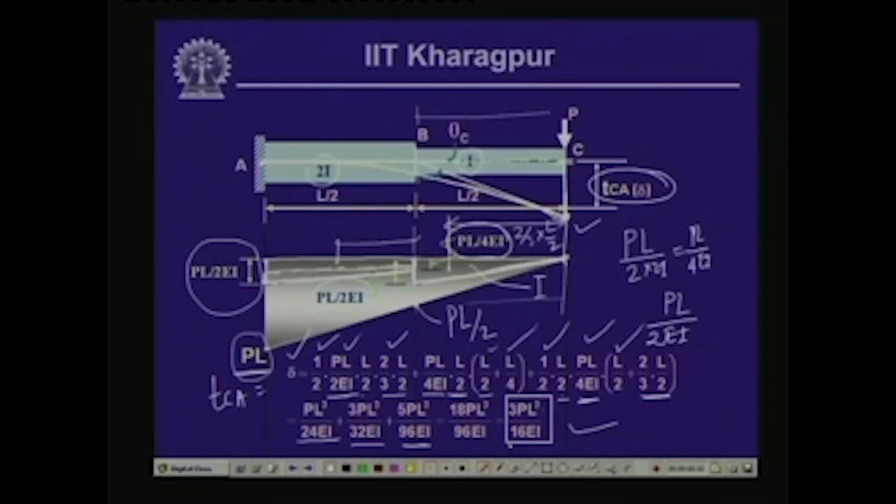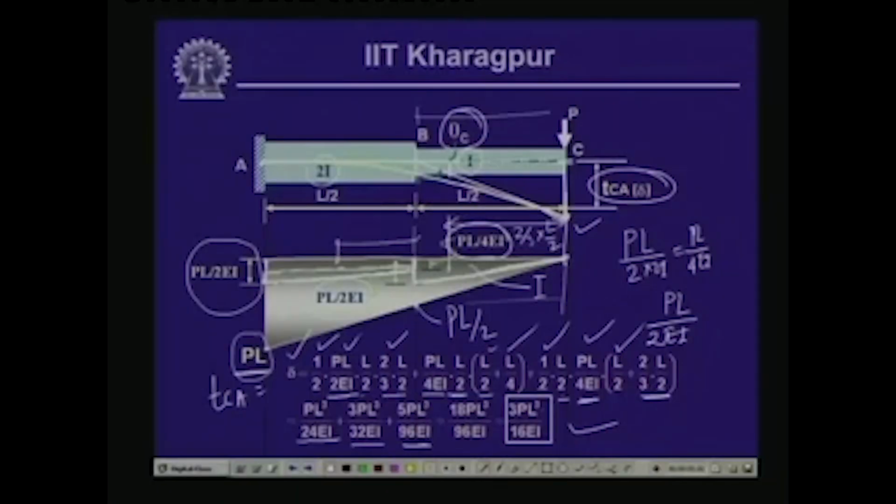And also, if we would like to compute the value of the slope, if we take the tangent at this particular point, and here since the tangent is horizontal, this will give us the value of the slope, which is theta C. And this theta C is nothing but the area of the M by EI diagram between A and C. As per the first moment area theorem, the difference in slope between 2 points is equal to the area of the M by EI diagram between those 2 points. So, here the difference in slope between these 2 points is theta C, and we will have to take the area of the M by EI diagram between these 2 points.